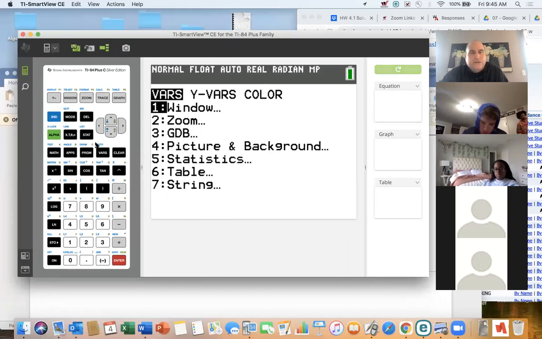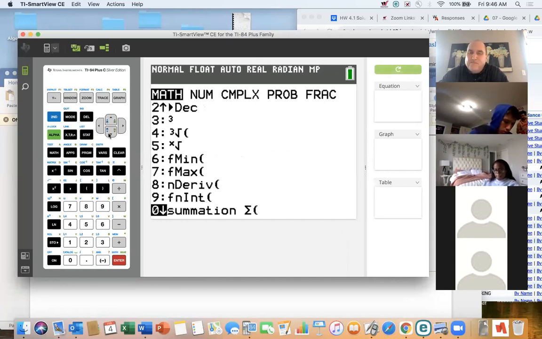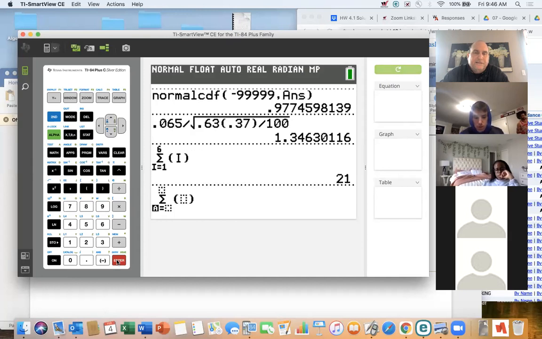All right, so in your math menu, if you go down one more spot, you go down to 0. Now, some of you might not have this. You'd have to have a somewhat newish calculator to have this. But if you have the newer calculator, this is our summation. And if you hit math 0, we can just type it in like it looks.